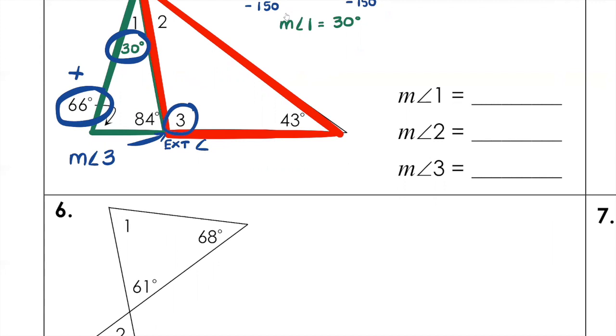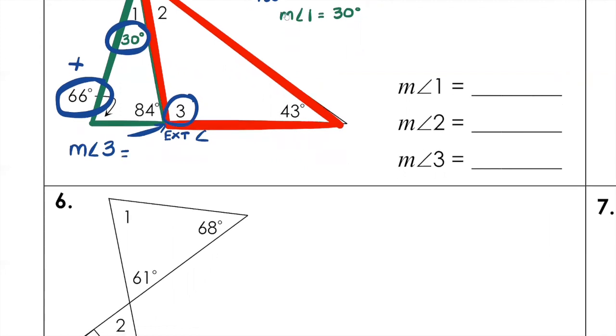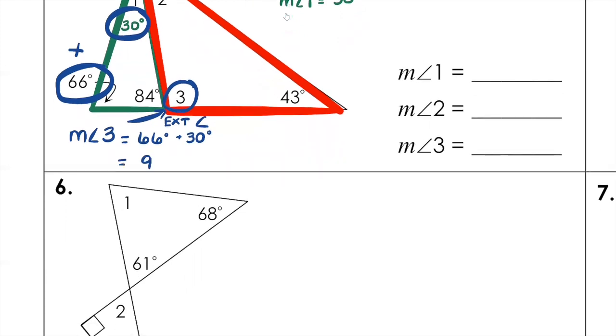So the measure of angle 3 equals what? 66 plus 30. Okay, and then we add those together and we get 96. Fantastic. And just for fun, what thing would I perform from last unit that would allow me to solve for 3?